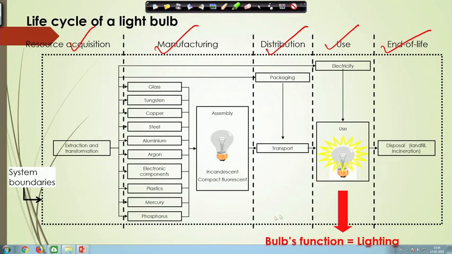Now, we have to do a life cycle analysis for that. As I said earlier, we need to identify a function in the functional unit. The bulb's function is to provide lighting. So, in terms of the function, we have to provide lighting. That is your bulb's function.